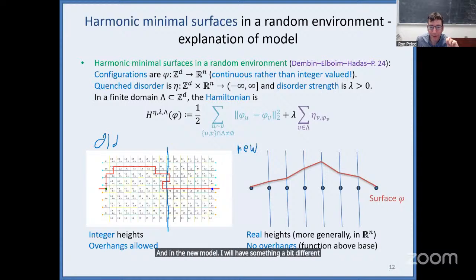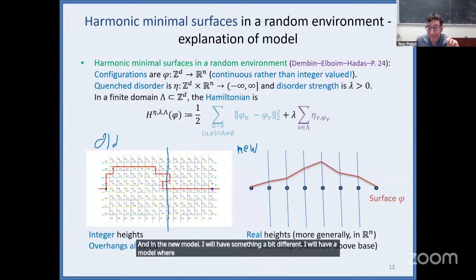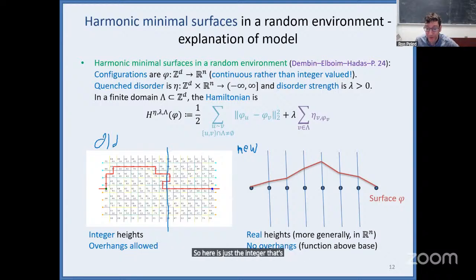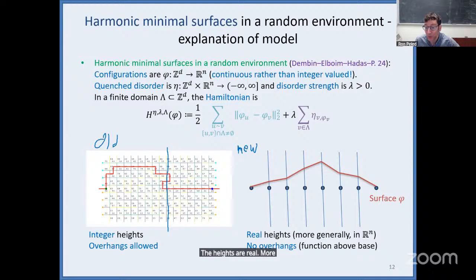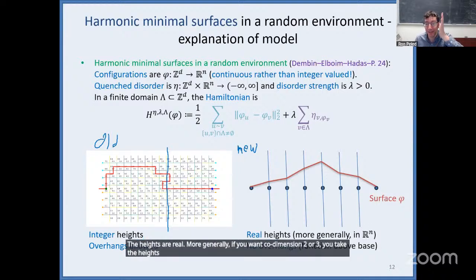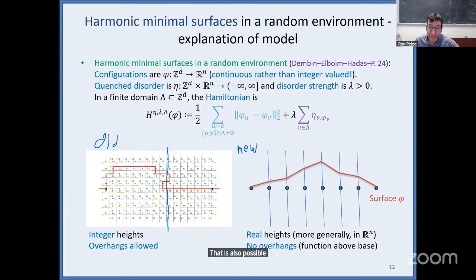I will have a model where the base is still discrete. There's still a lattice on the bottom here. So here it's just the integers, that's just one dimension. But the height is not integer, it's real. The heights are real. More generally, if you want codimension 2 or 3, you take the heights in R^n. So you put a plane at each vertex. That is also possible. So you see, that's one difference. The heights are real. Another difference is that overhangs are not allowed.